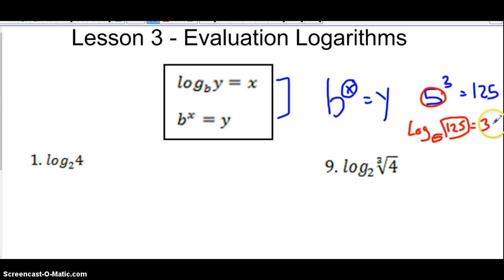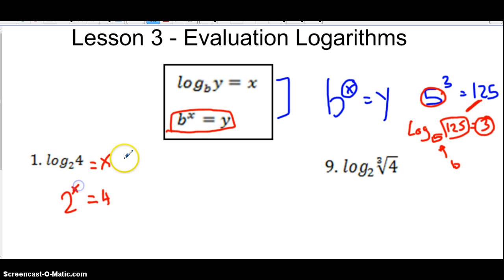On this side of the equation, you always put your exponent. This is where the exponent goes, this is where your base goes, that's your b, and this is what your answer usually is. So how do we evaluate these? This is like the same thing as this. We're going to put an x there. And what this is telling me is that I have a base of 2 to some power equals 4. If I rewrite this into the way that you're used to seeing it, I have a base of 2 to the power of x is equal to 4. Because this is my exponent.